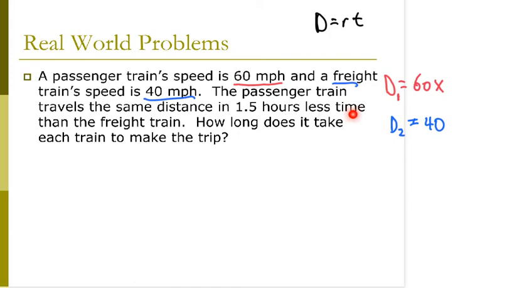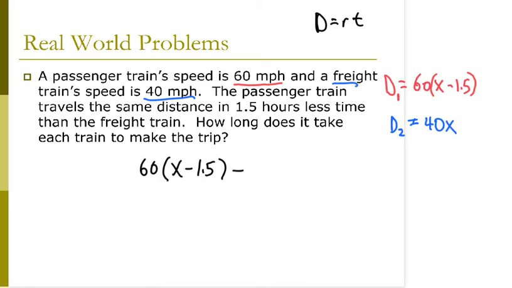So I actually need to make a small correction to what I just wrote. If we take the time that it would take for one train and subtract 1.5 hours, then that would be the distance for train 1. For train 2, it would just be x. These distances have to be the same. And so we end up with the following equation: 60 times the quantity of x minus 1.5 equals 40x.